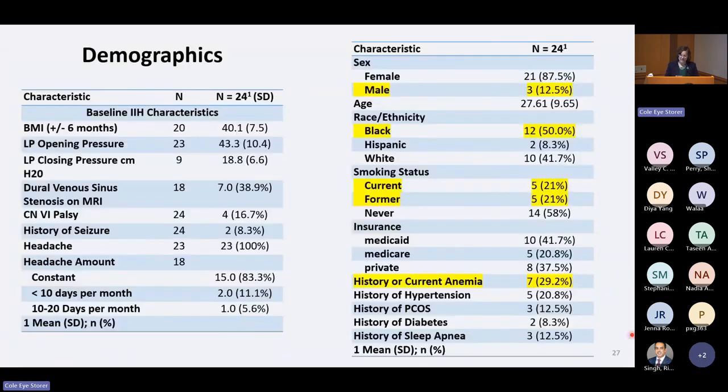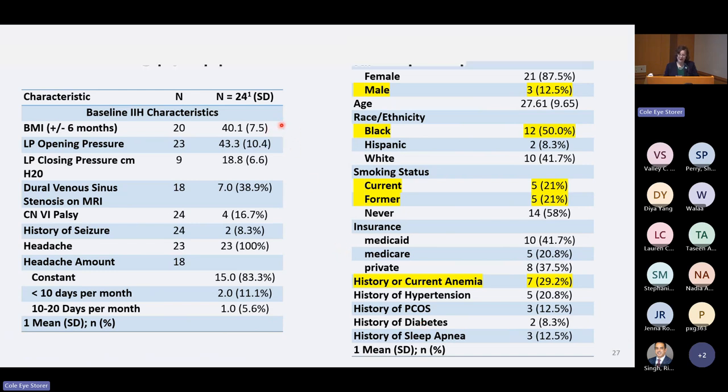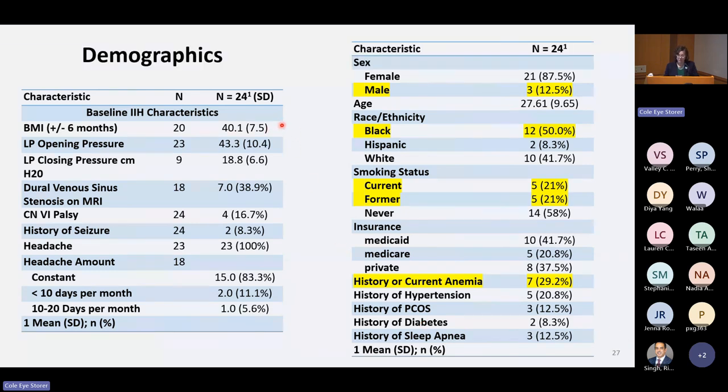And so just first looking at some demographics here, as we anticipated, we had a high mean BMI for all of our patients. All of our patients had a headache. But what was interesting is that we had 3 male patients with fulminant IIH, again showcasing that this can happen in other atypical IIH populations.